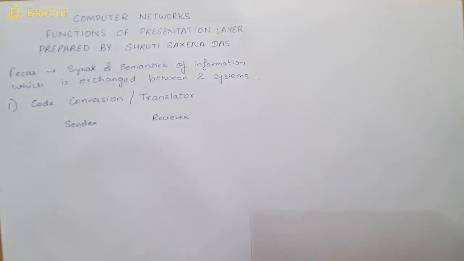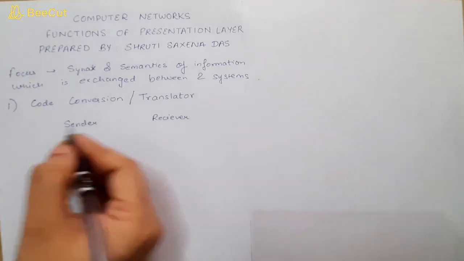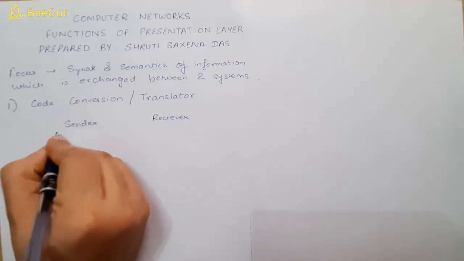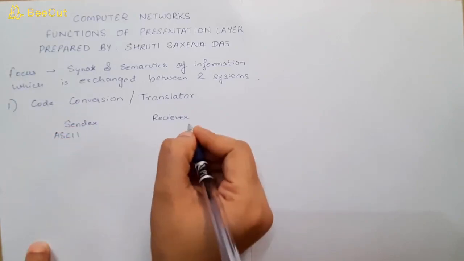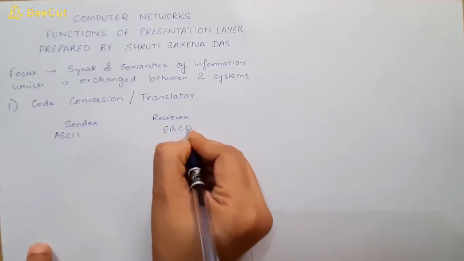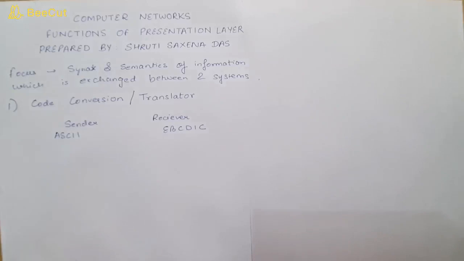Now these two machines might be using different data representation methods, so they must be having different formats. It is the responsibility of this layer, presentation layer, to integrate these formats into the standard format, okay, so that the efficient communication can take place. So this is the sender, this one is the receiver. Suppose there is one application which is using ASCII code, and here at the receiver the application is using EBCDIC code, okay, extended binary coded decimal interchange code.